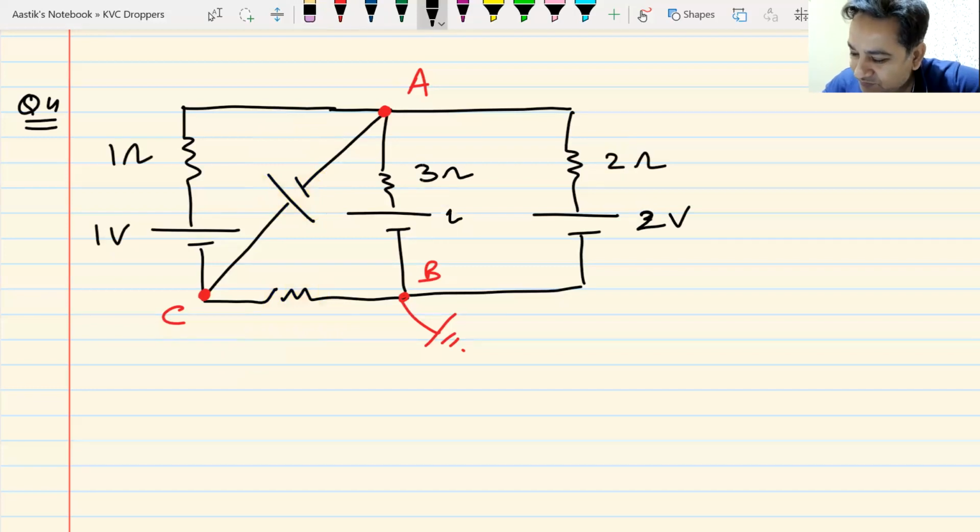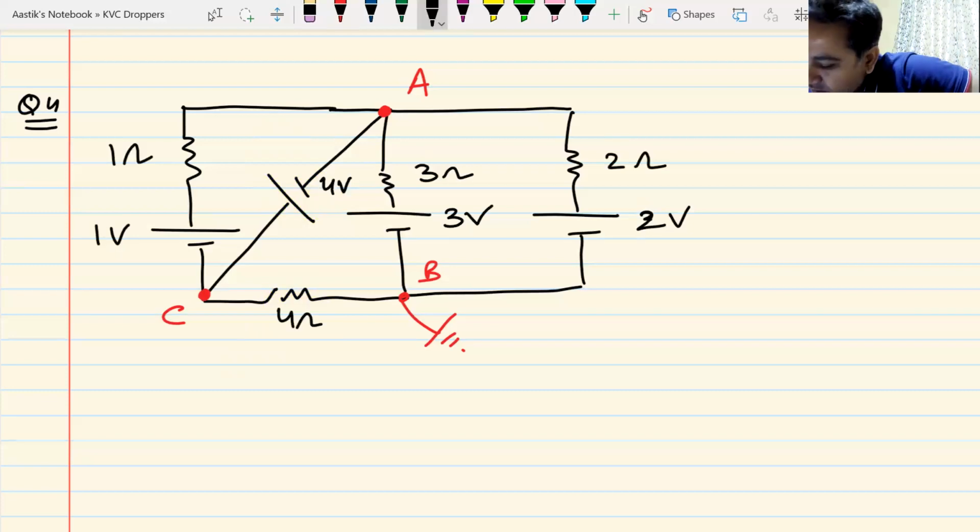This question can still be done using just 1 equation. And just to make it look different, I'll put the values here so that we can solve this not in terms of E1, E2, but in terms of the real values. So I'll call it 1 ohm and 1 volt, this 2 ohm and 2 volt, 3 ohm and 3 volt. This is 4 volt and this is 4 ohms. I can still solve it using 1 equation only, but you'll have to understand where and how you are going to make that equation.